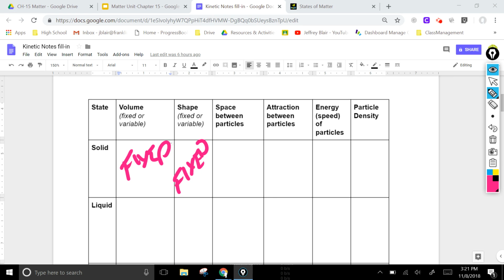The space between the particles in a solid relative to liquid and gas is low. They're close together. The attraction between particles is high. They're very close together, so the attraction is high. The speed or energy of the particles in a solid is low, and the particle density is high. They're very dense. The most dense is in the solid phase.